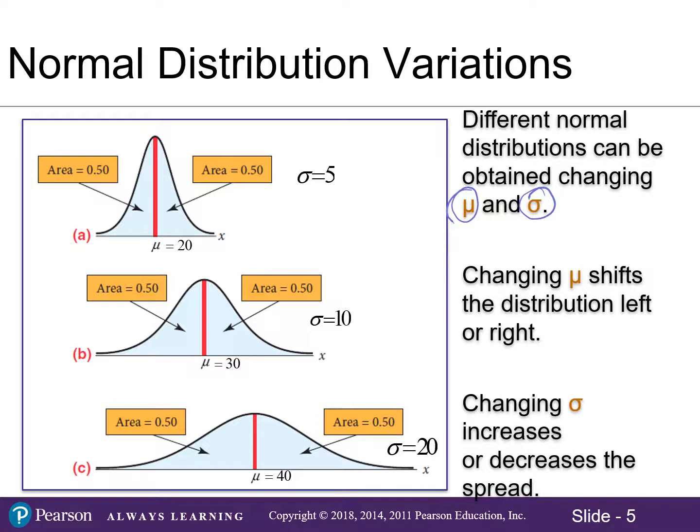Anyway, you'll notice that the symmetry stays the same, and this change in shape, where we make it a little bit more elongated or a little bit taller, maintains the area idea for probability, so that the area is a half on each side. So keep that in mind.